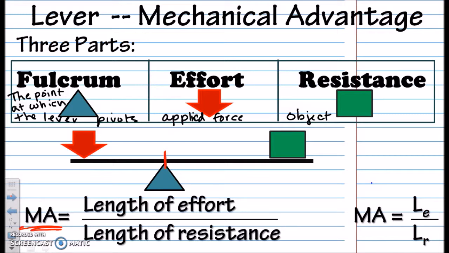So the length of the effort is right here, and you measure from the center of mass of it. So this right here would be the length of your effort. The length of your resistance, however, goes from the fulcrum still to the middle of this mass, and that would be the length of your resistance. Then you put the length of the effort over the length of the resistance, and that's how you calculate the mechanical advantage.